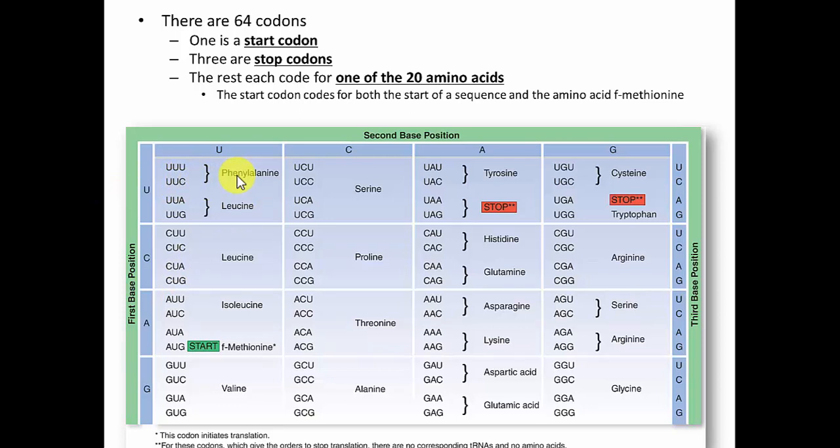So for example, UUU and UUC both code for phenylalanine. And for the amino acid serine, we have 4 different codons that all code for that same amino acid. So this is called redundancy. And we'll talk a little bit later about why that's important. But that's the idea behind codons.